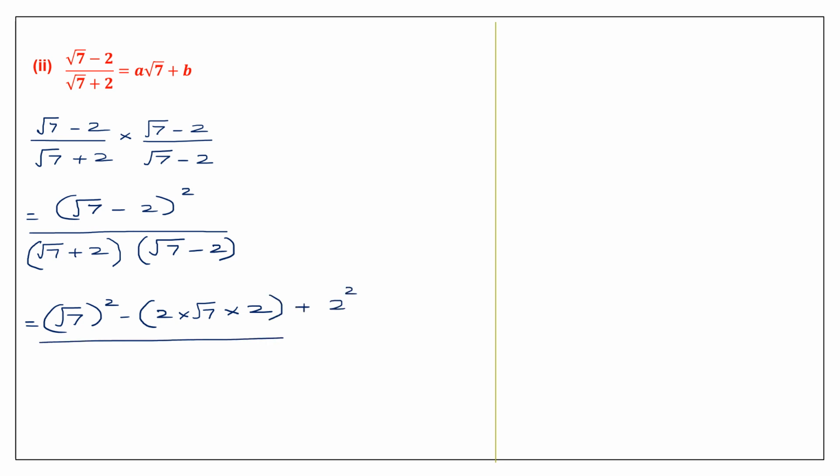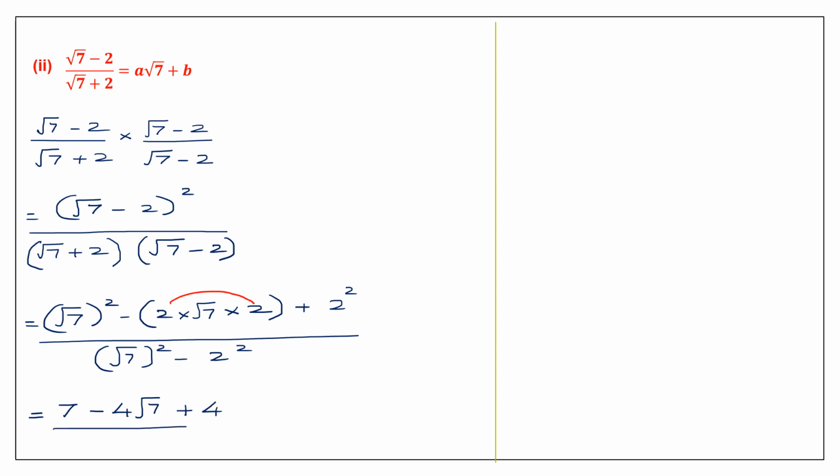Then in the denominator we have a plus b into a minus b, and we apply the identity a square minus b square. So this is root 7 square, minus b square, which is 2 square. Now let's simplify this further. Root 7 into root 7 is just 7 minus, now here we can multiply 2 into 2, 4 root 7. So this becomes 4 root 7, 4 root 7 plus 2 2s are 4.